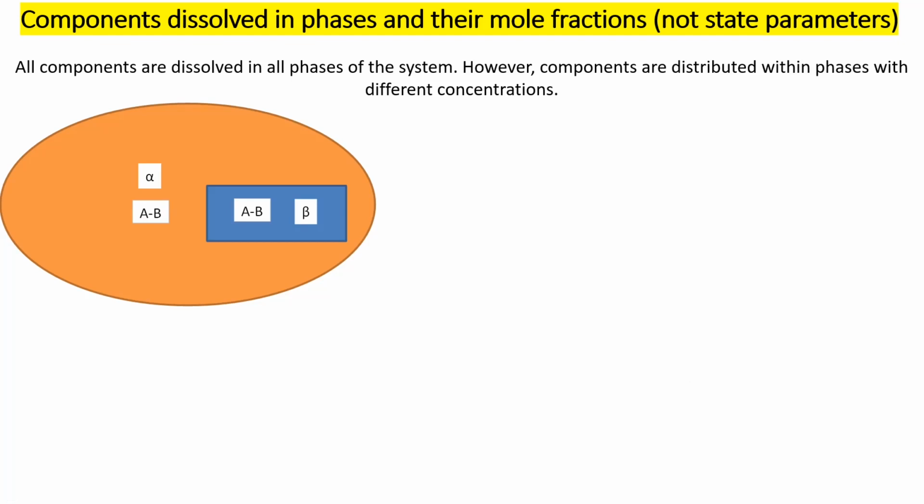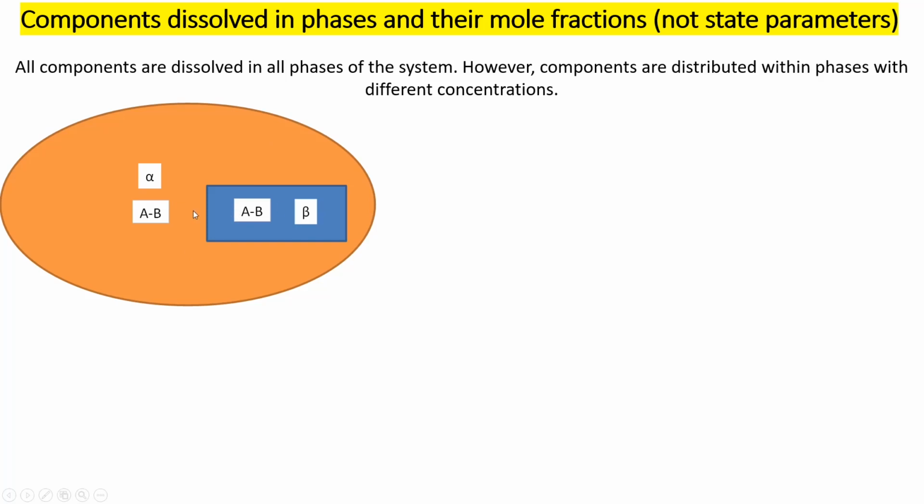Now let me explain to you again that all the components which are present in the given system are dissolved in all different phases, in each phase which is present in the same system. In this picture I am showing, for simplicity, a two-phase system, alpha and beta, and also a two-component system, A and B. So you can see that both components A and B are present in both phases alpha and beta.